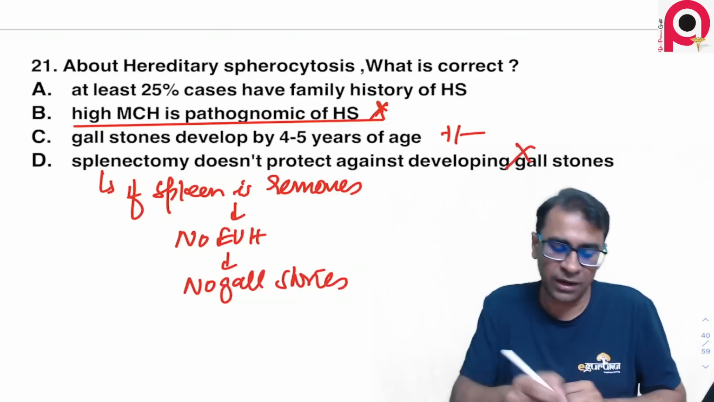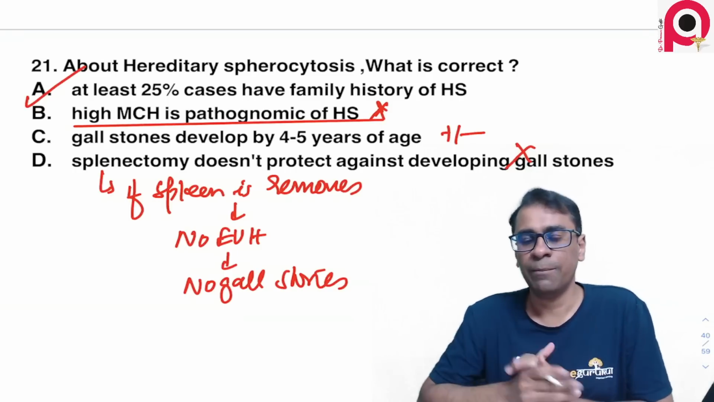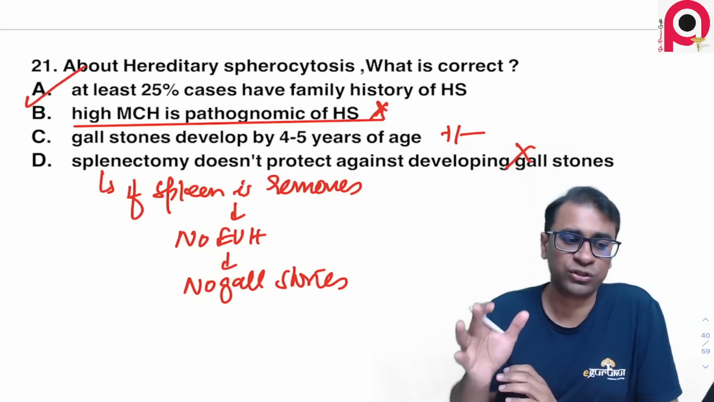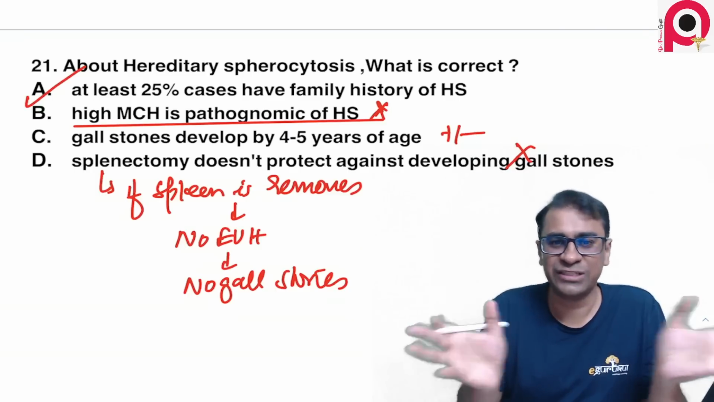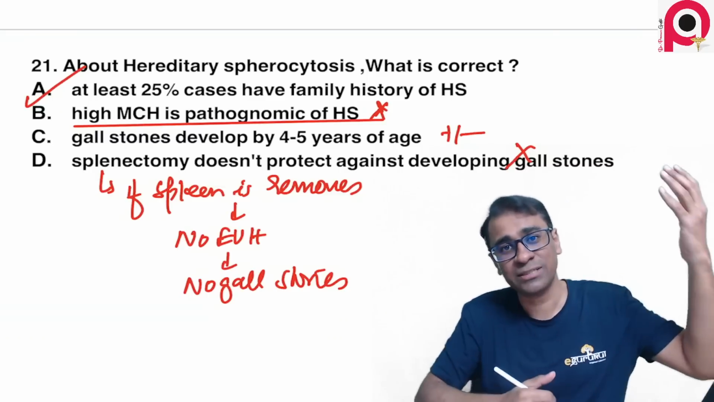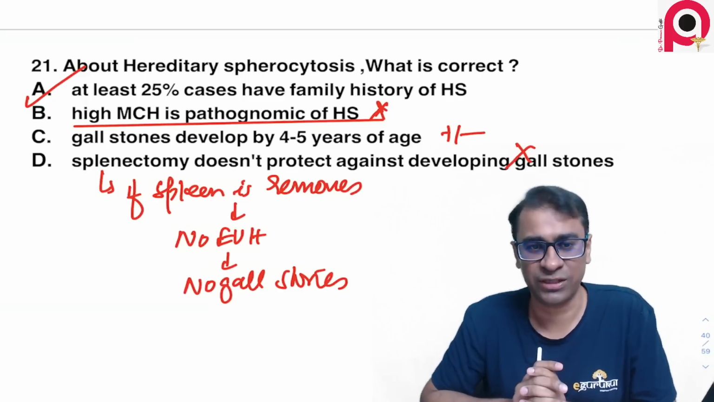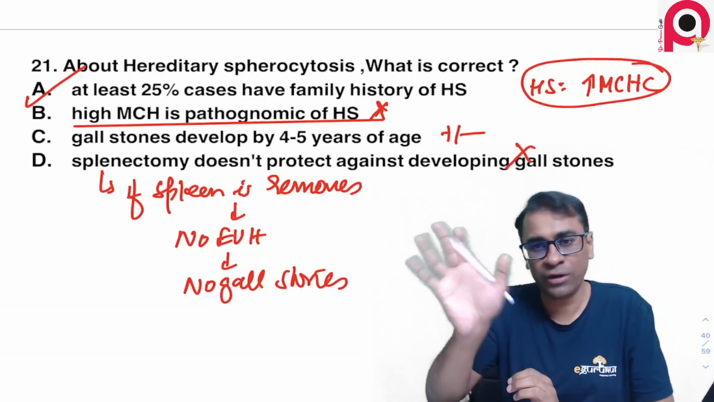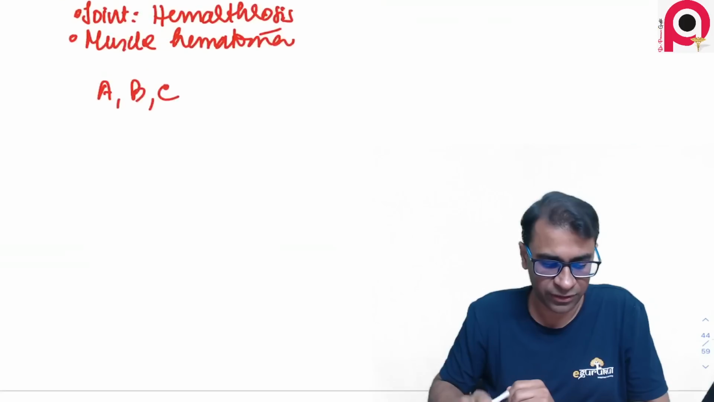The only possible answer here is A then. If it is not a multiple choice question, the only possible answer here is A. If it is a multiple choice question, then I would go with A and C, but D is surely not true, and high MCH is never pathognomonic for HS. Pathognomonic is something hallmark. So high MCHC can be seen, but high MCH is definitely not seen. Remember, HS has increase in MCHC, but not increase in MCH. Definitely not. Okay, this is done. Question 23 is also done.